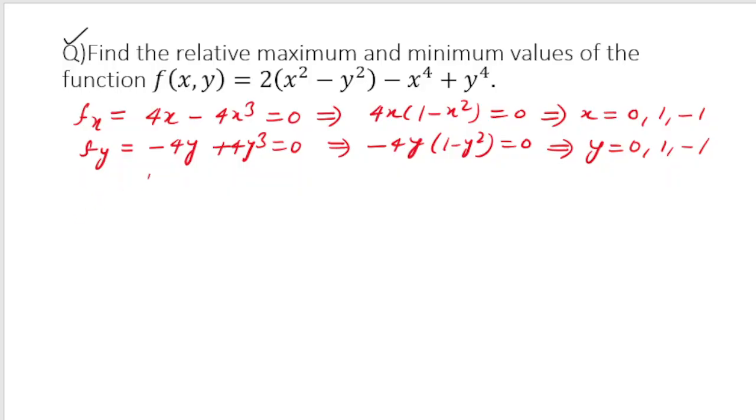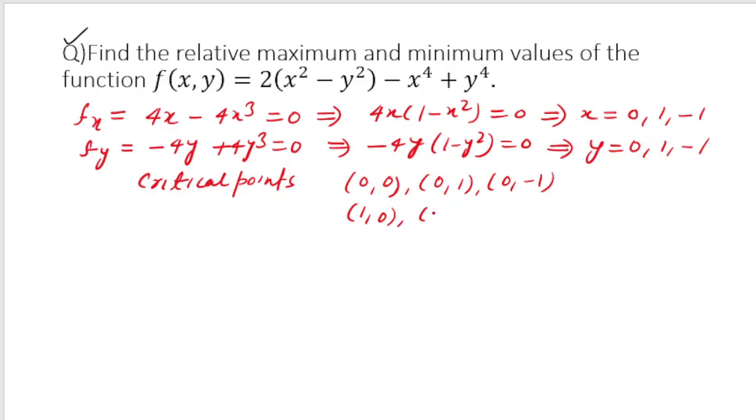So what are the critical points? Can you guess how many critical points we have got in this case? We have got actually 9 critical points, because if I fix x0 and y0, the first point, then I can fix x0, y1, I can fix x0, y minus 1. I can fix x1, y0, I can fix x1, y1 and x1 and y minus 1. And then I can fix x minus 1, y0, x minus 1, y1 and x minus 1 and y minus 1. So there are 9 critical points that we have got in total.